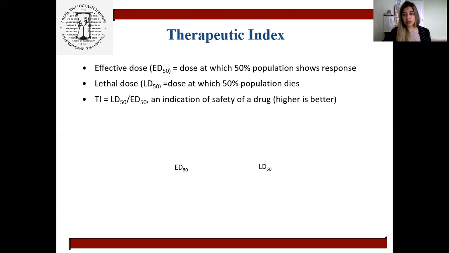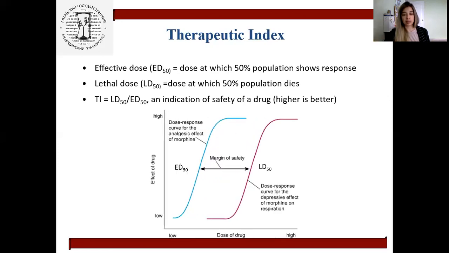So what is it? Therapeutic index. The therapeutic index is an indication of the safety of the drug, which shows us the ratio between the lethal dose and the effective dose. The higher the therapeutic index is, the better the drug is. So you see that if the lethal dose is much more than the effective dose, it means there is a low risk of overdosing, a low risk of dying because of this drug. But if the lethal dose is close to the effective dose, this is very bad because it is dangerous and we can overdose easily.